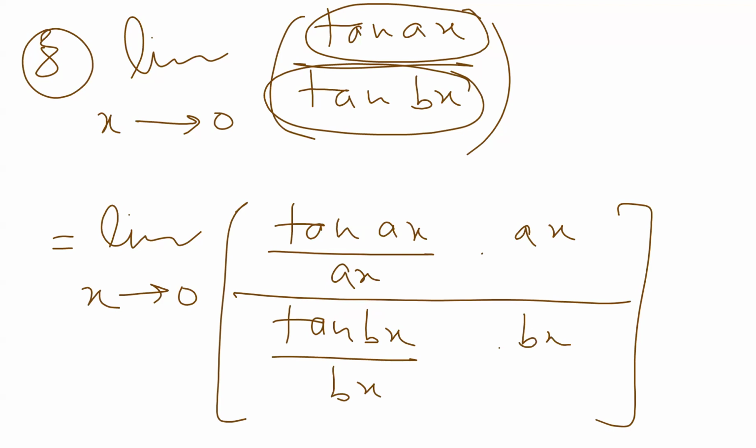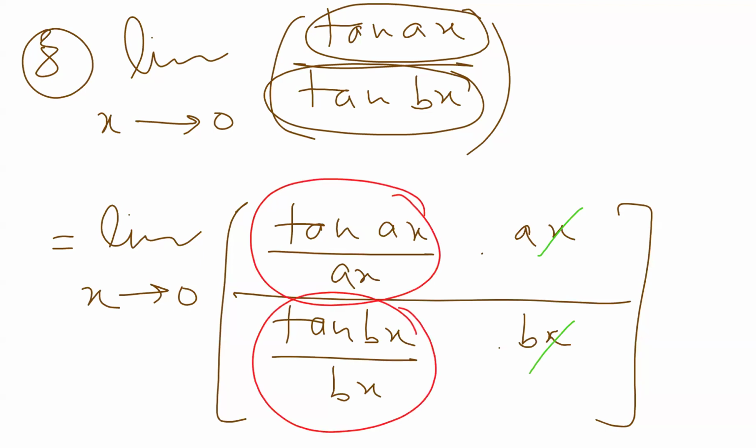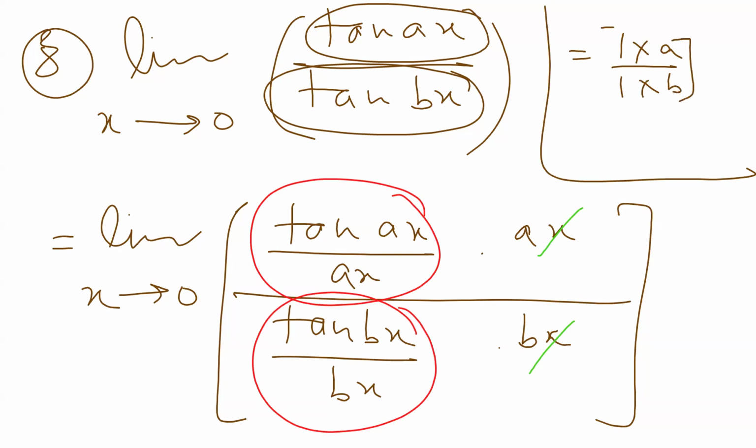Any term getting cancelled? From ax and bx, the x outside will get cancelled. Correct. So this x is getting cancelled. What about these red circles? We equate them to 1. Correct, they are going to be 1. So 1 into a, 1 into b. You can write this within the box, not a problem. Which is equal to a by b.